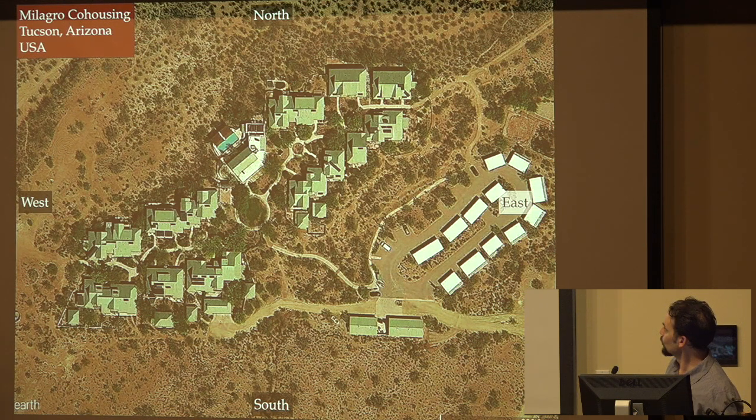And so where a normal development would have gone and spread all these houses across, and everybody would have had their own driveway and their own garage and everything, they clustered the housing here on the top of this ridge. They clustered all the parking underneath these solar paneled parking structures here. And they made a walking community that has a lot of really interesting features.